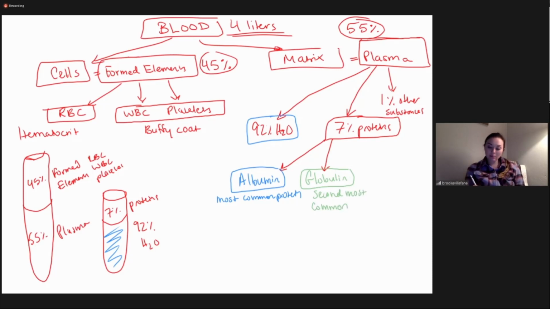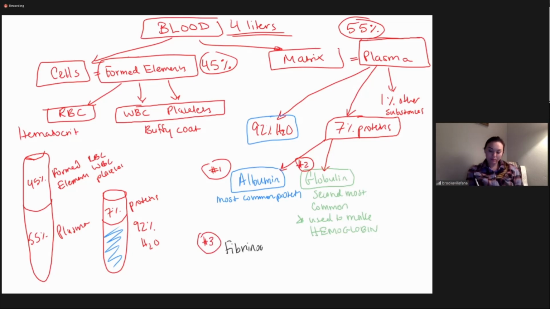Globulin is the second most common protein, and it's used to make our hemoglobin. So that's really important. Globulin is used to make hemoglobin. So this is protein number 1, protein number 2, and then we have 2 more proteins. I'm going to draw them here because I'm kind of running out of room. So we have fibrinogen, and we have prothrombin.